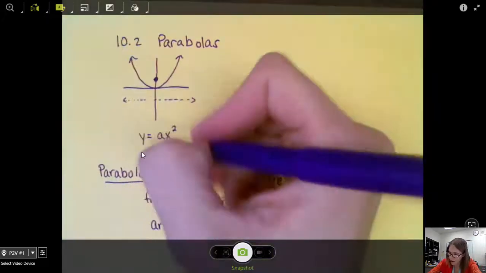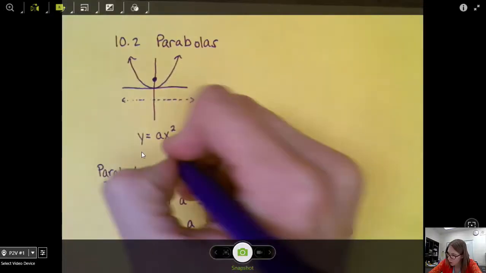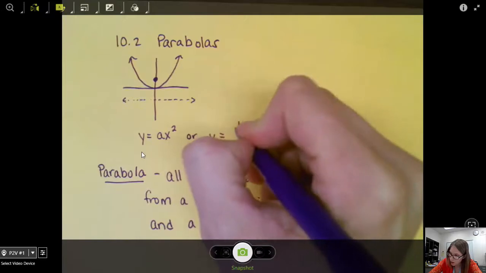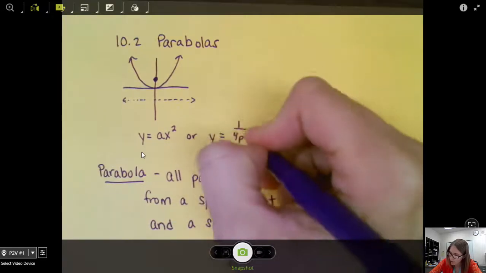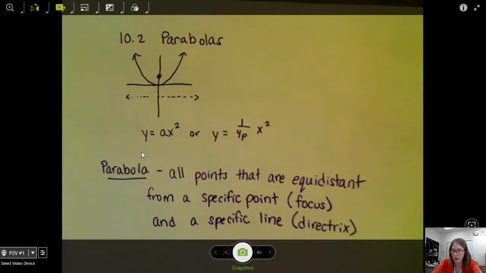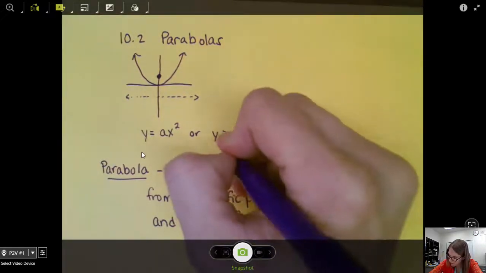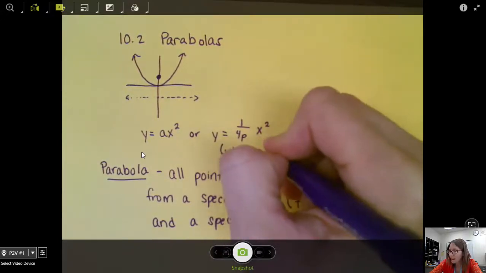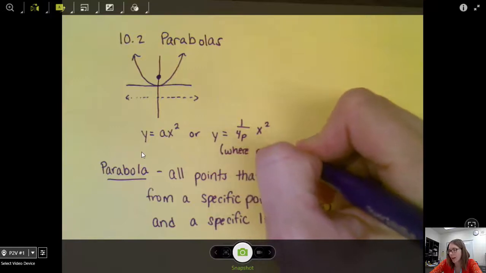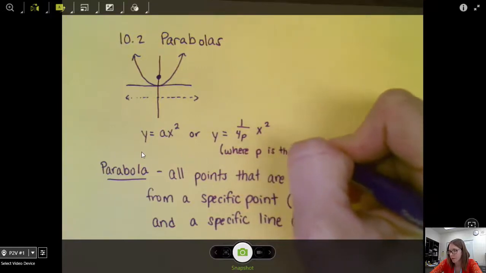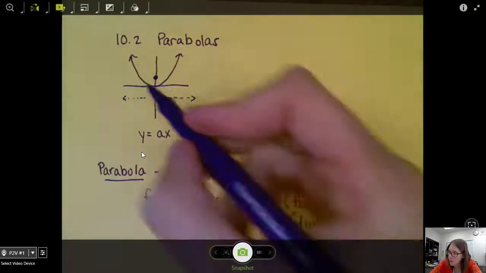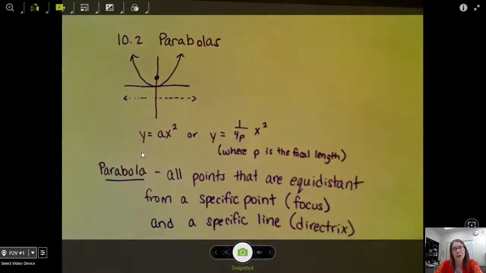Now, for our parabola, instead of the equation y equals ax squared, we also could use the equation y equals 1 over 4p times x squared, where p is what we call the focal length. Okay. And I'll show on my diagram what that focal length is.